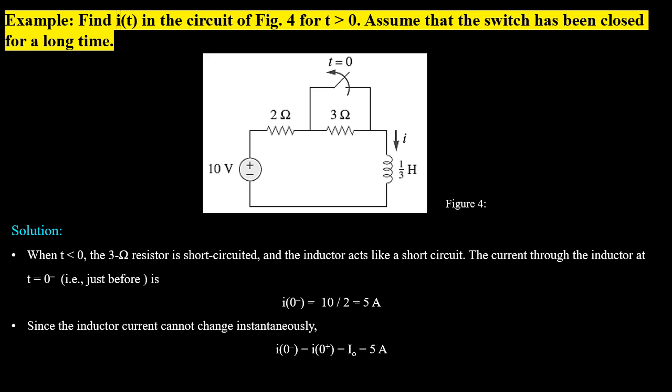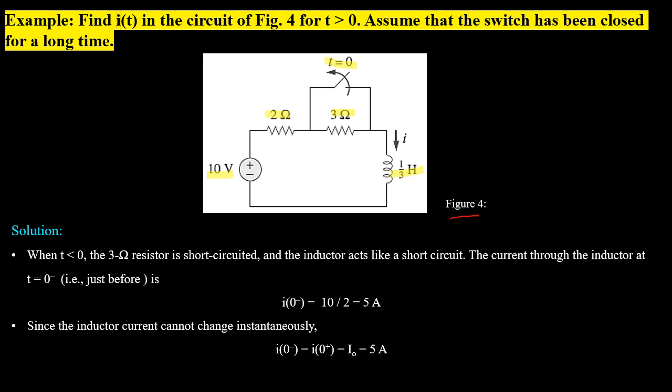Now in the given example, you have to find I(t) for the time t greater than 0. Assume that the switch has been closed for a long time and is opened at time t equals 0. Now if you analyze the circuit in figure 4, it consists of two resistors, one inductor, a switch and one independent DC voltage source. The 3 ohm resistor is parallel to the switch.